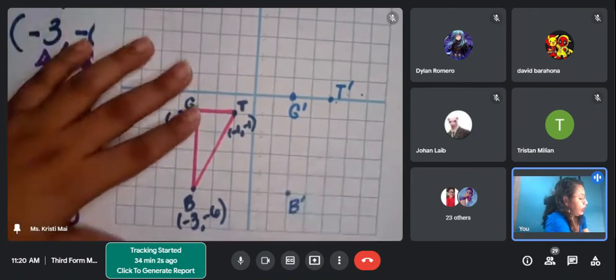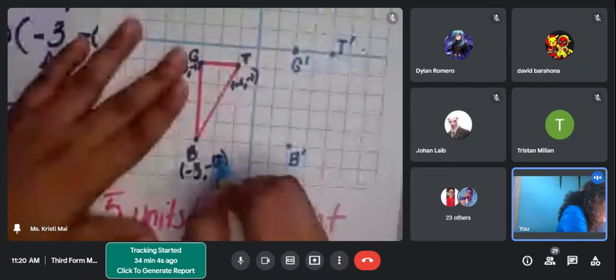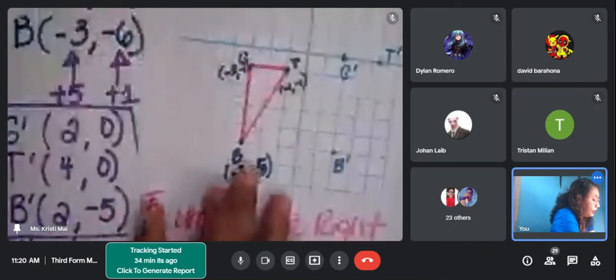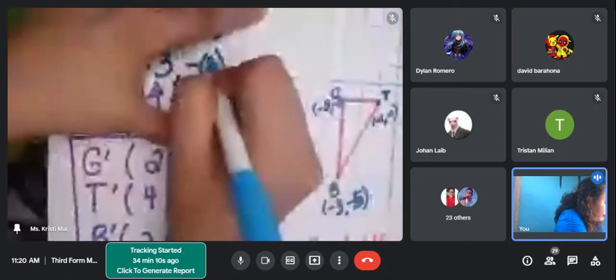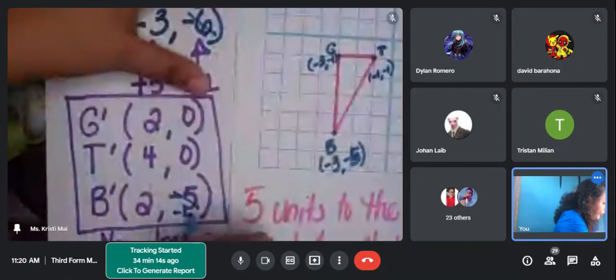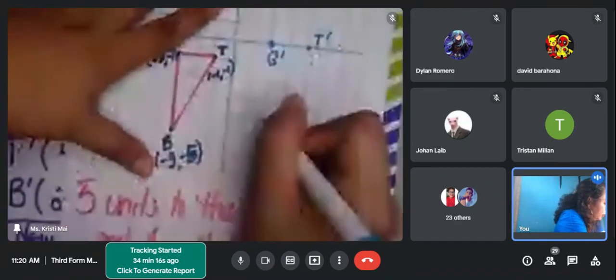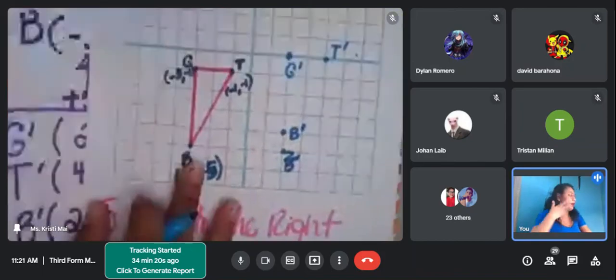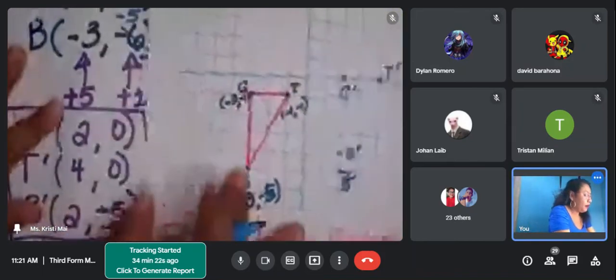Okay, I made a mistake right here, guys. This was supposed to be 5. Sorry about that. This is supposed to be a 5. So then this is going to be negative 4. So my point is right here. That was my mistake.